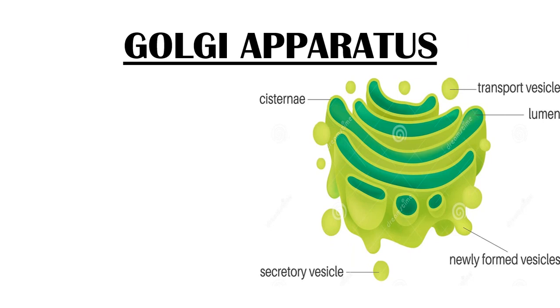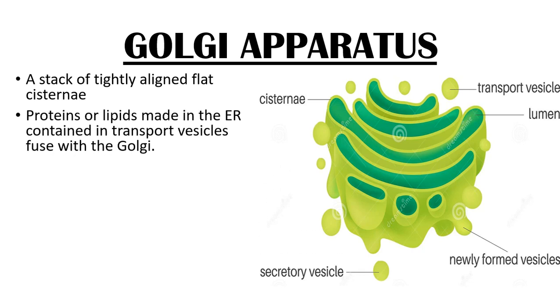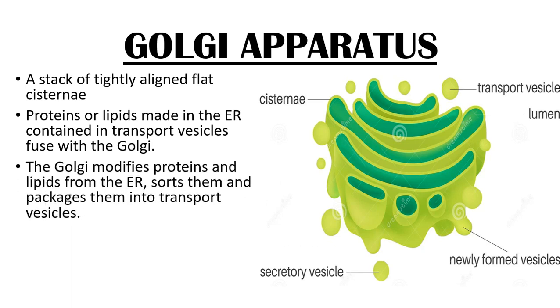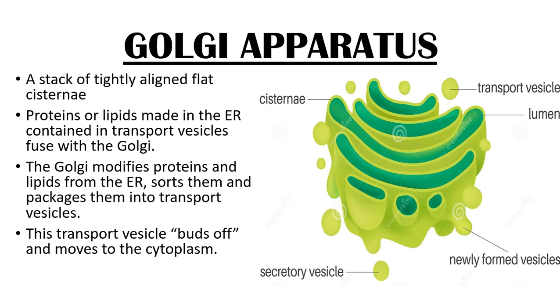So, the next organelle of the plant cell is the Golgi apparatus, a stack of tightly flattened cisternae. Golgi apparatus has many cisternae which are stacked one upon each other. The proteins or lipids which are made in the ER are contained in the transport vesicle which fuses with the Golgi apparatus. Golgi apparatus modifies these proteins and lipids and sorts them or packs them into transport vesicles, and these transport vesicles bud off and move to the cytoplasm.